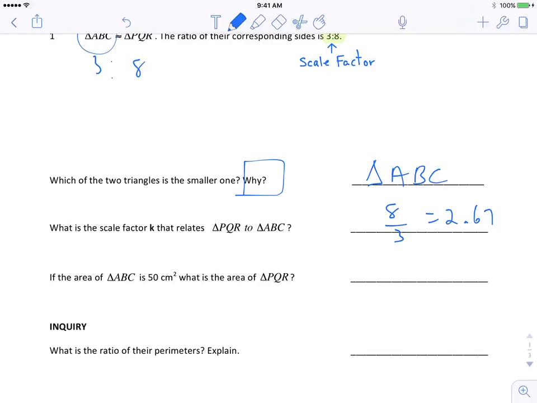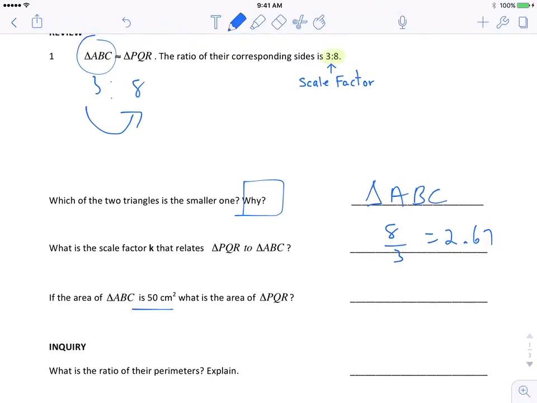All right, the scale factor is usually the larger one divided by the smaller. That's how we calculate the scale factor, okay? Because we want to know what we multiplied the smaller by to get the larger similar triangle. If the area of triangle ABC is 50 square centimeters, that's the smaller triangle, keep in mind, right? We're given that up here in the question above. If that's the smaller triangle, what is the area of the larger triangle?